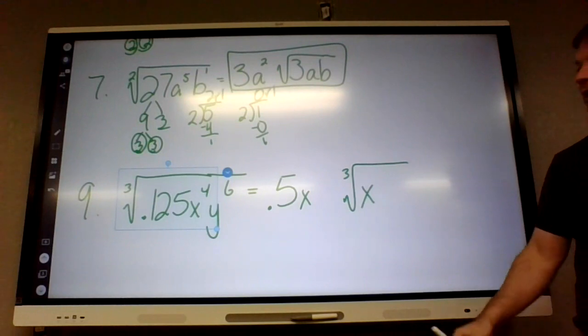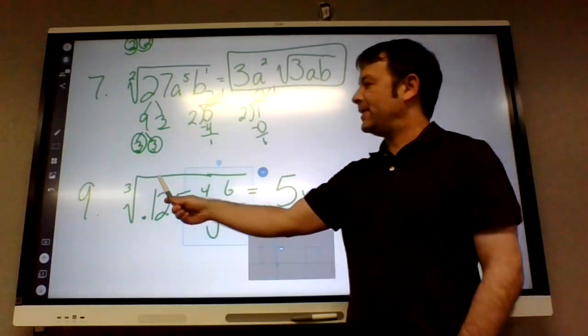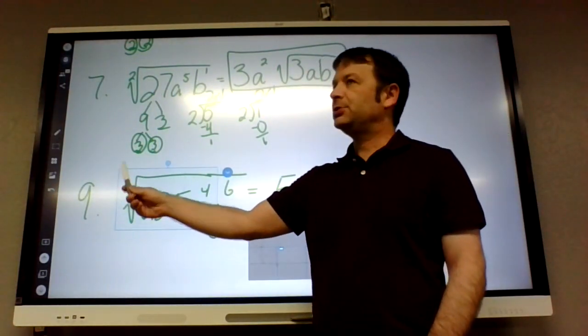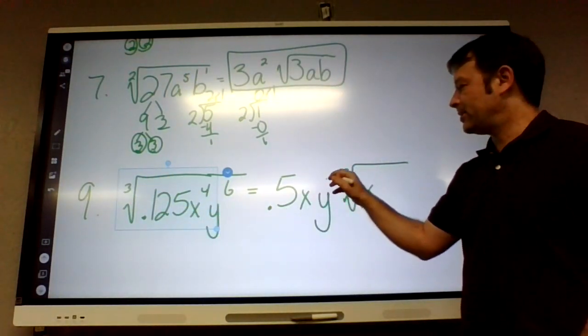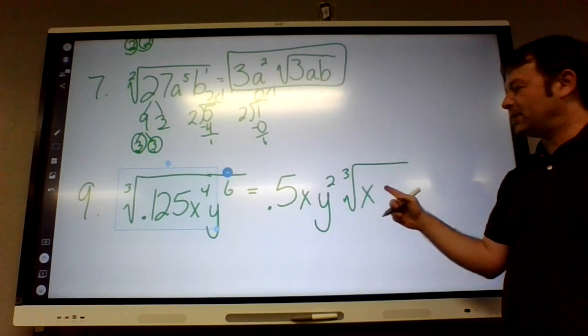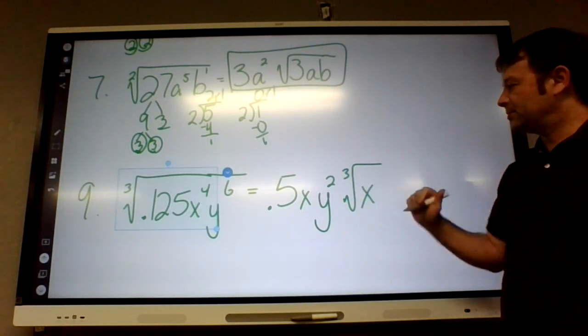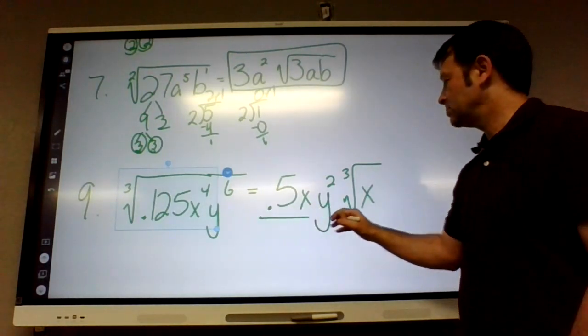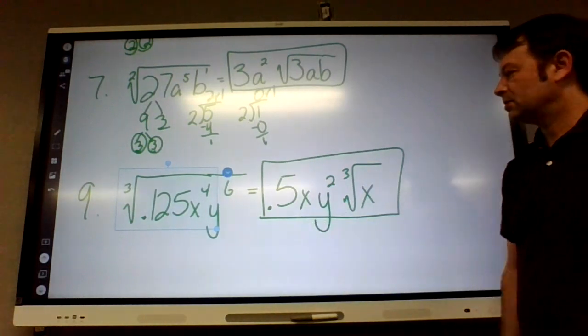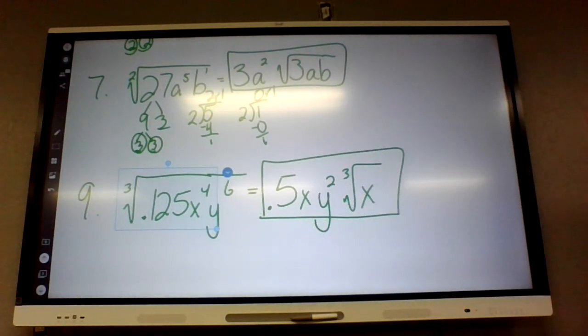Alright, for the y's we have 6 divided by 3, 2 with the remainder of 0. So 2 come out and no y's are left behind. So that's it. The x is on its own. X is by himself. So we don't really need to show work on these sections.